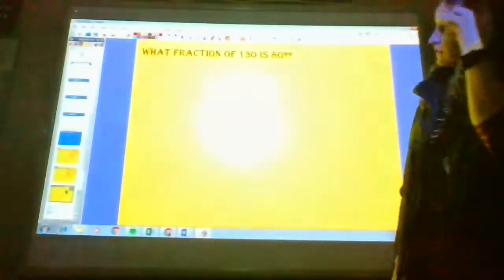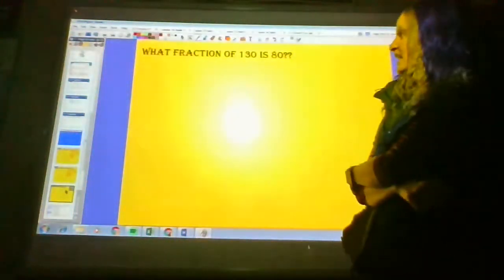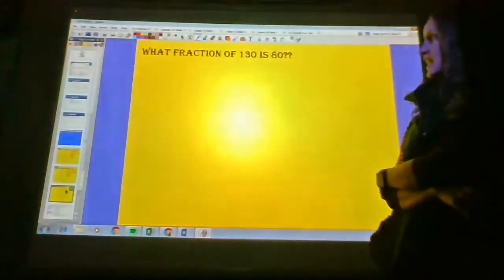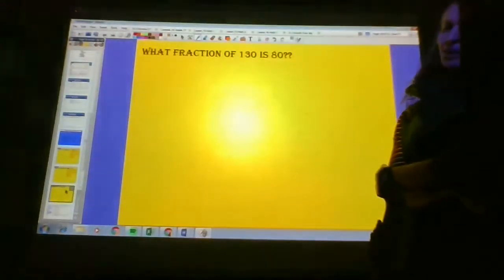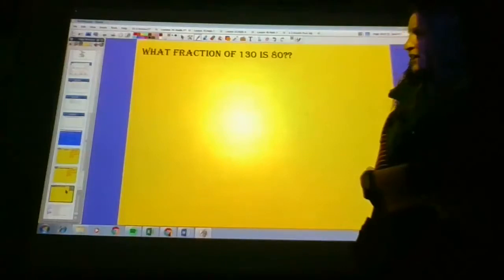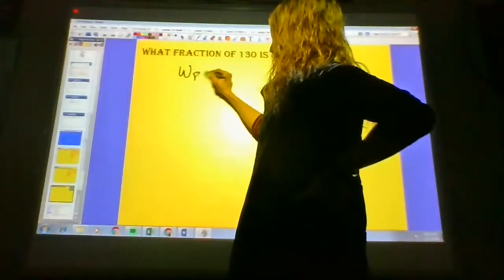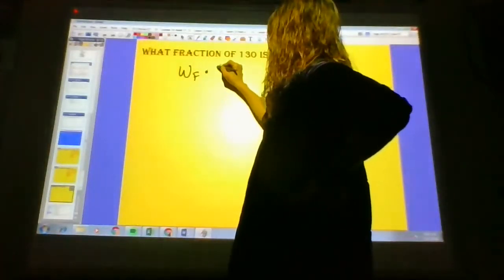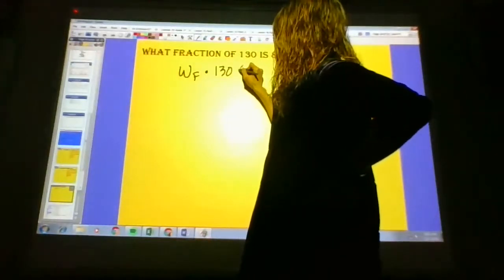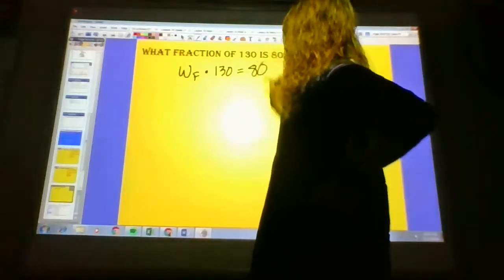Then if we keep going, what fraction of 130 is 80? What fraction of 130 is 80? Please take a moment to read and try to write it down yourself. And then right here, if we set it up, what fraction of means multiply, 130, is means equals 80. So there we go.